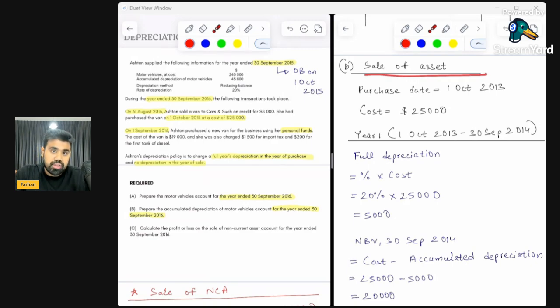We understand that this asset was purchased on 1st of October 2013. And we purchased it for a total cost of $25,000. Okay? We understand that we're working with a business, but the financial year typically starts on 1 October and ends on 30 September of the following year. Okay? Which are the 12 months that we are concerned about. So year 1 would be from 1 October 2013, the day it was purchased, until the end of 30 September 2014, which are the 12 months we're concerned about.